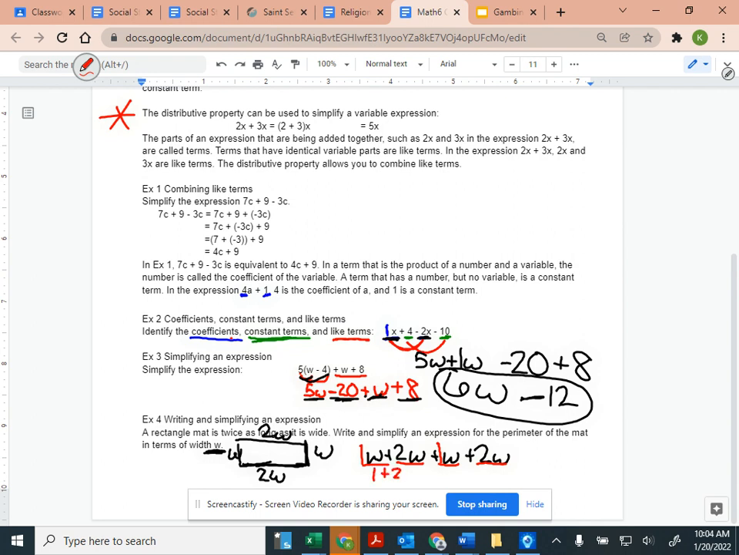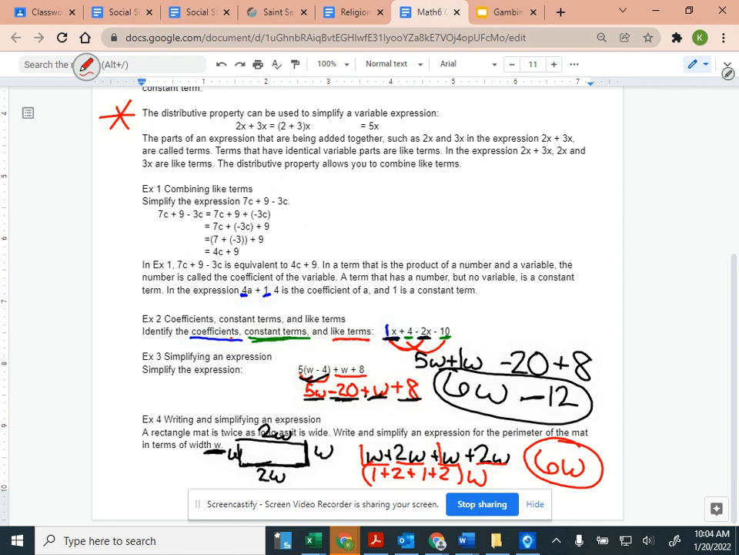1 plus 2 plus 1 plus 2. And then I multiply that by that W. What is 1 plus 2 plus 1 plus 2? Will? 6. And then I have that W. So my simplified expression is 6W. So we just take it one step at a time. Questions?